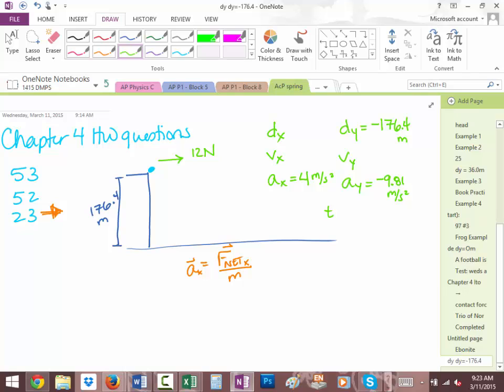So let's watch. If I throw the frog like this, does he have initial velocity in the x direction? Yes, because let's just think about this from a non-projectile motion, but from a forces perspective.